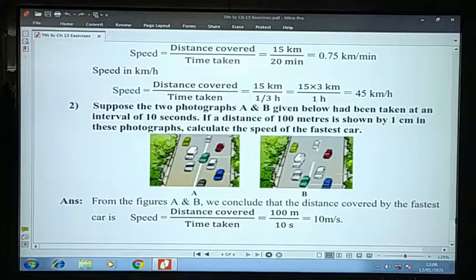Okay students, we have completed our exercise over here. In word problems, you have to first understand the question. If you understand the question properly, then only you can easily solve the problems. Okay, thank you.